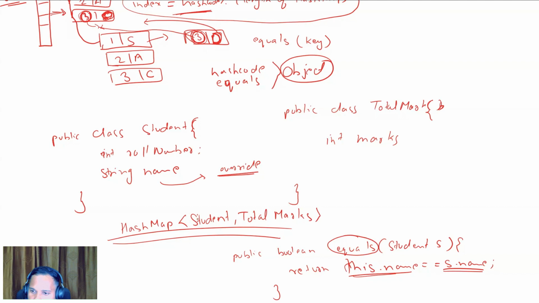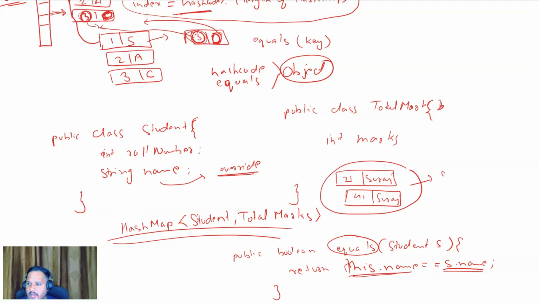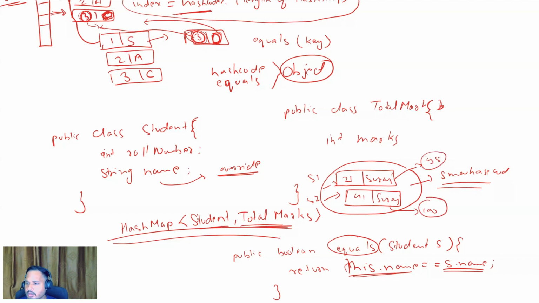Now, what would happen if there are two students, one with roll number 21 and name Suraj, and another with roll number 41 and name Suraj. And let's say both generate the same hash code. This is student one, and this is student two, right? Remember, this is not the hash map. The hash map is basically your student and total marks. Let's say this student got marks 100, and this one got 95. Now, since they have the same hash code, they will have the same bucket index. So let's say the index is 2.